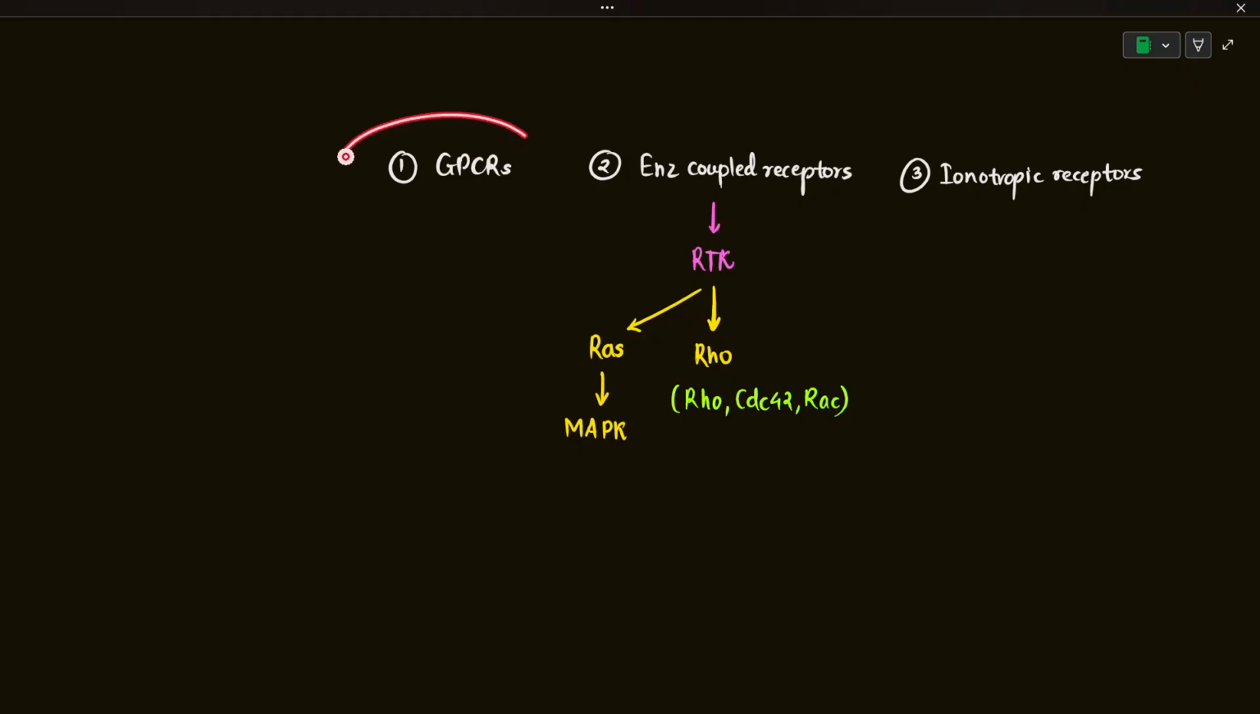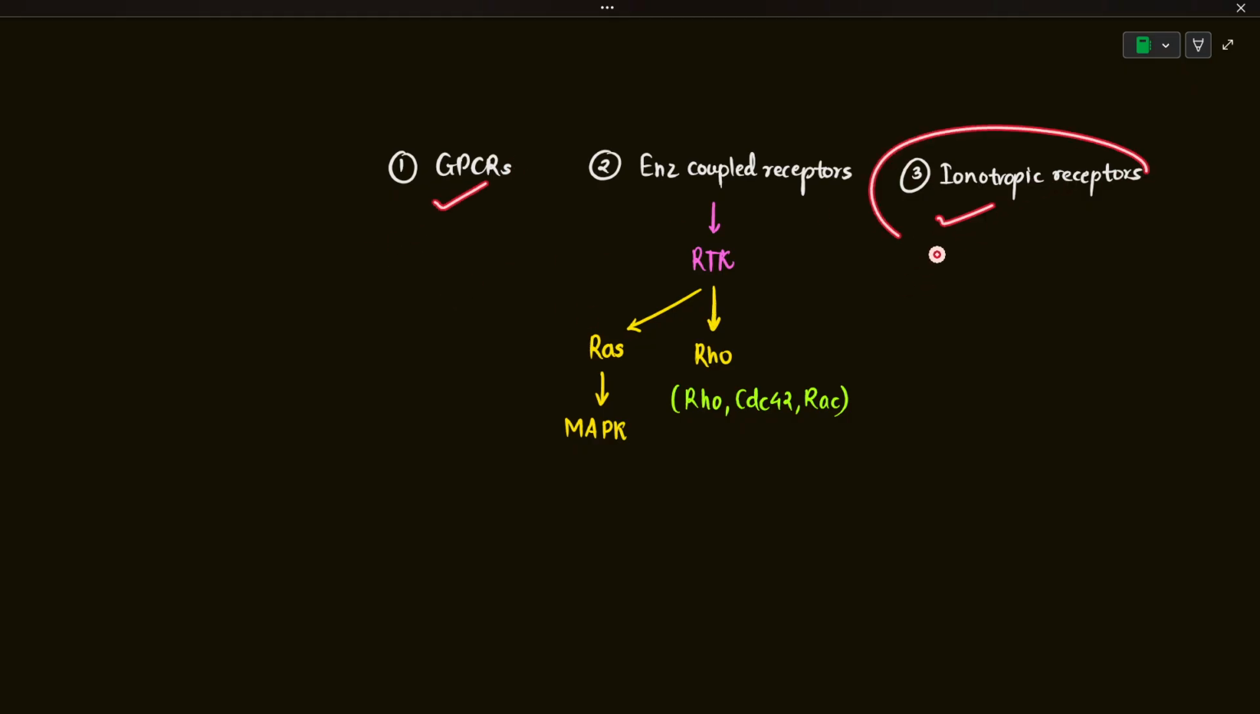So to summarize, GPCRs use G proteins as the molecular switches. Enzyme coupled receptors use enzymes to switch on molecular switches such as RAS and Rho, and there are many more that we will be learning in consecutive lectures. And ionotropic receptors change the membrane potential once the signal arrives, by opening the ion channels, and this change in membrane potential will act as a switch. So there is no molecular switch here, but this membrane potential change will act as a switch which could switch on certain signaling pathways, right? So we have discussed this. We have also discussed this.